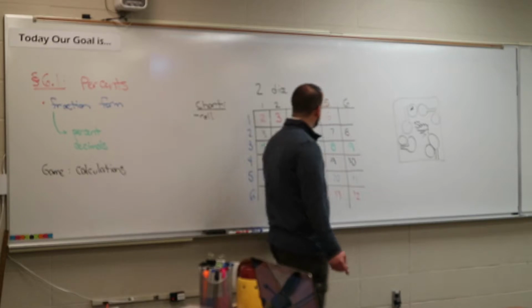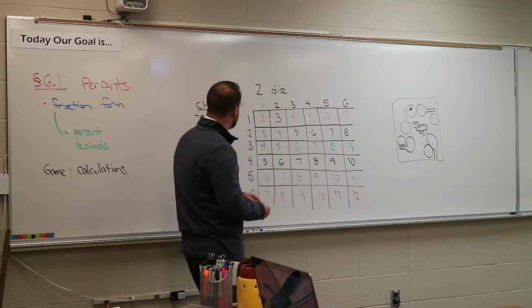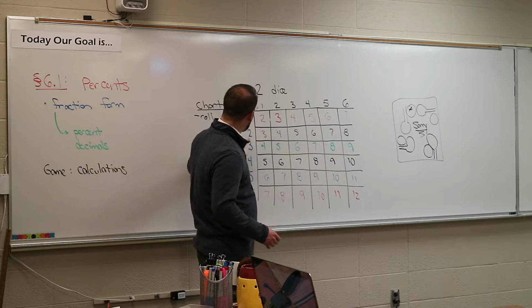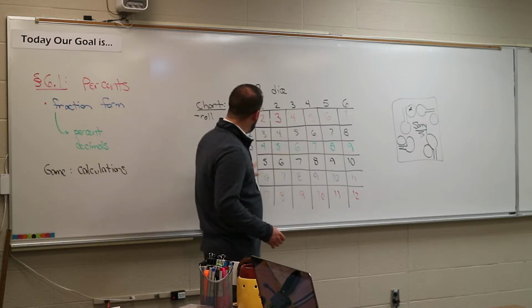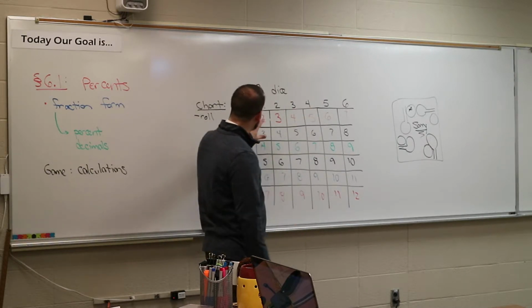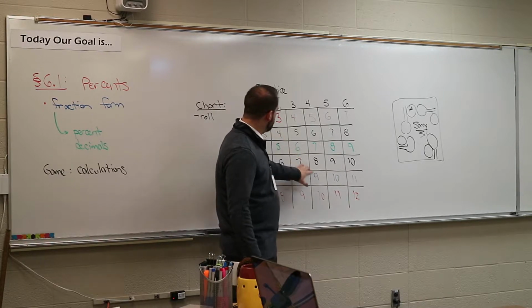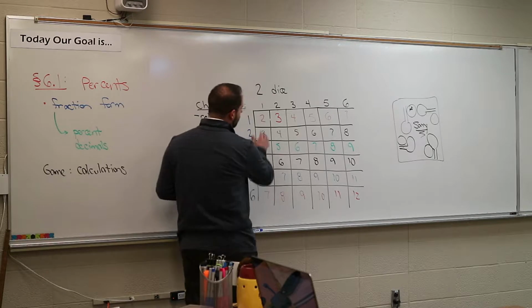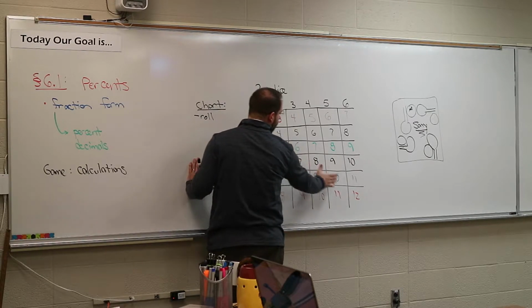Now, to roll a double, that means you're rolling like 2 and 2, or 1 and 1, or 3 and 3, or a 4 and 4. You have to roll a double. How many doubles are there? There's 6 doubles here.